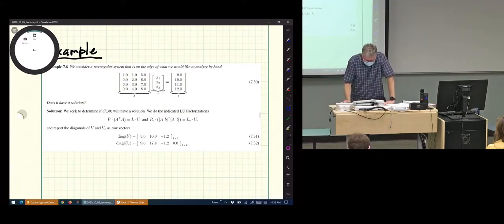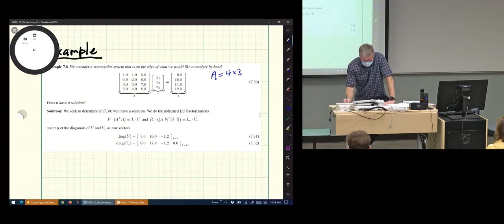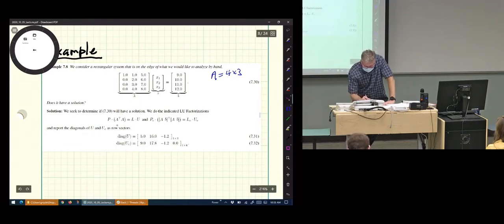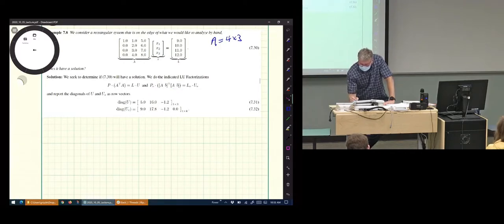Okay, so here's AX equals B, so it's still maybe bigger than we'd want to do by hand. A is 4 by 3, 4 rows and 3 columns. We want to ask, does it have a solution? So I do the LU factorization in Julia for A transpose A, and I do it for the extended matrix where I add B to that. In this case, look what I get.